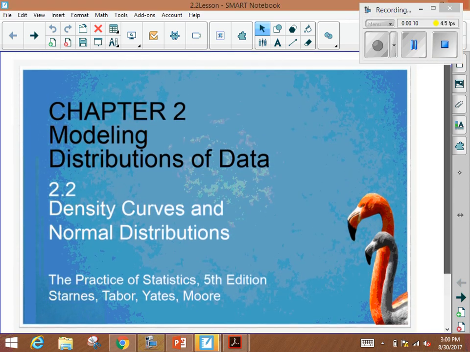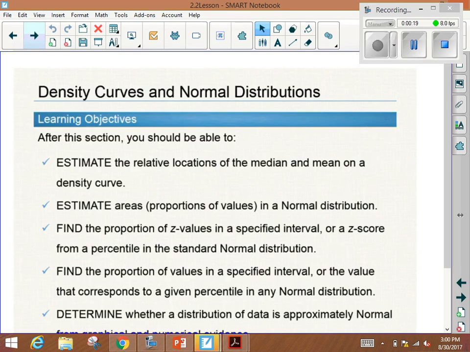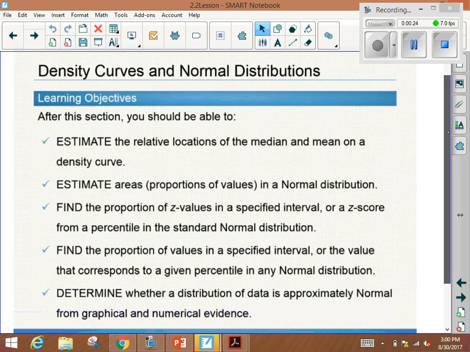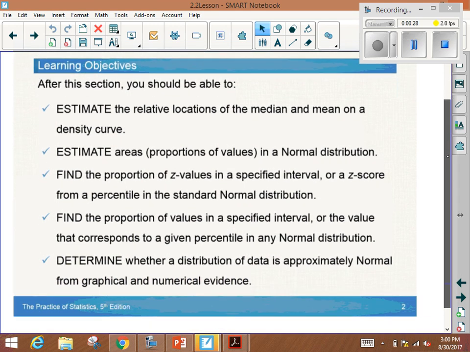Alright, here we go, AP Statistics. We're going to talk about density curves and normal distributions. This is when we start getting a lot more mathy. Alright, so we're going to look at locations of mean and median on a density curve. Estimate some areas.